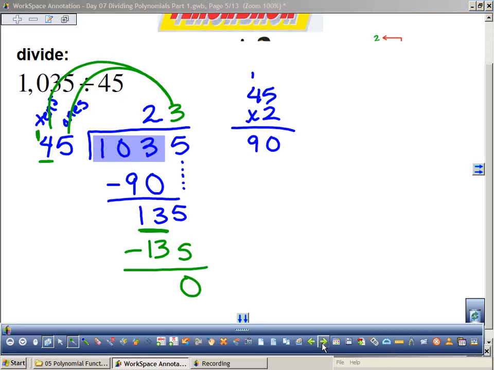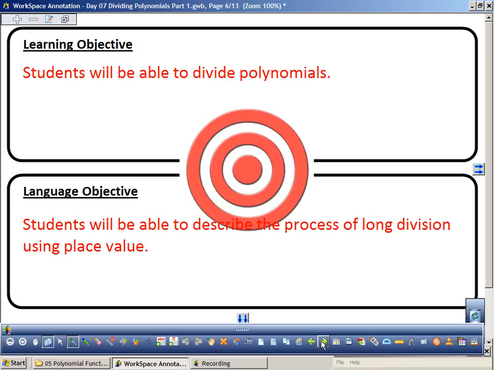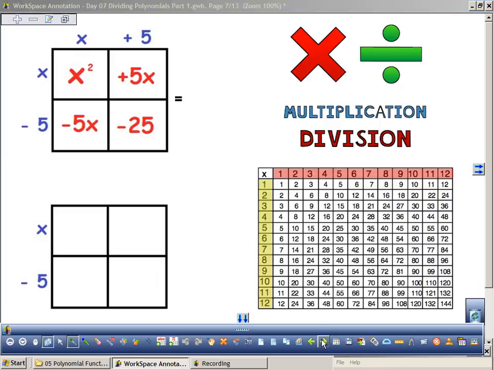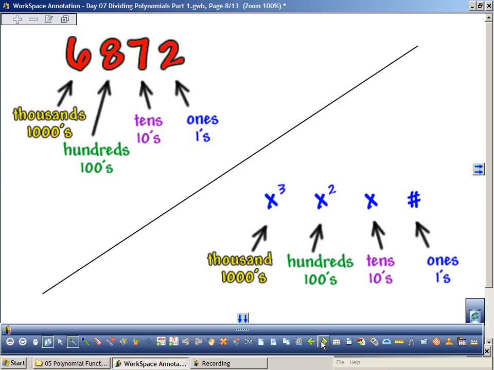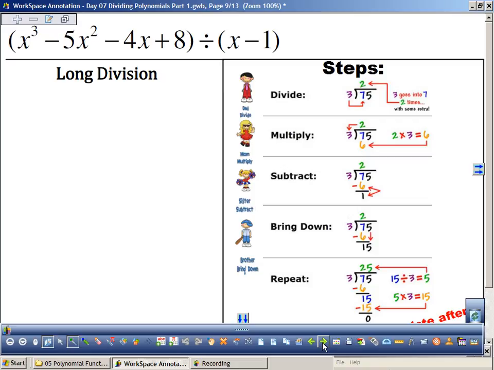Okay, so let's try another one. Only, let's do it with that. Okay, I'm going to look at that. Now let's break it down.